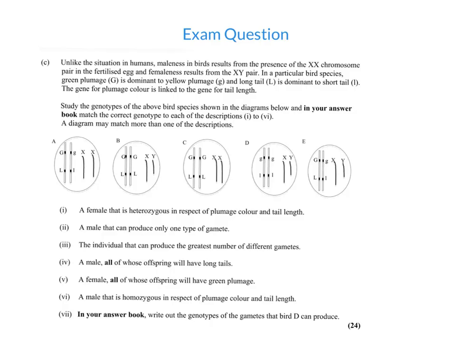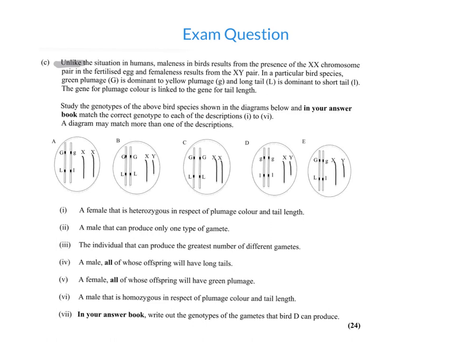So our final exam question for today. It says unlike the situation in humans, maleness in birds results from the presence of the XX chromosome. So two X's. In humans, that would be female, but in birds, it's male. And the female results from the XY. In a particular bird species, green plumage, capital G, is dominant to yellow plumage, which is small g, and long tail, capital L, is dominant to short tail, which is small l.